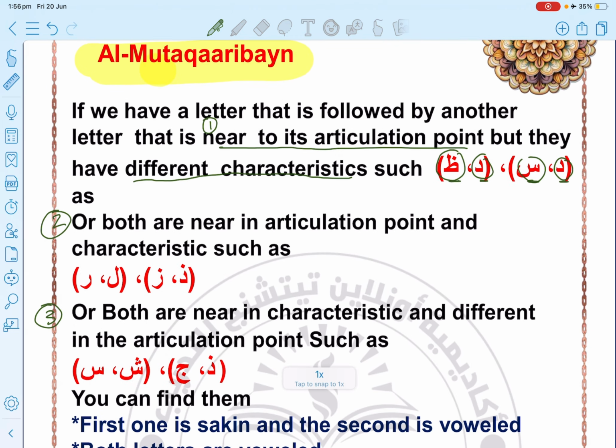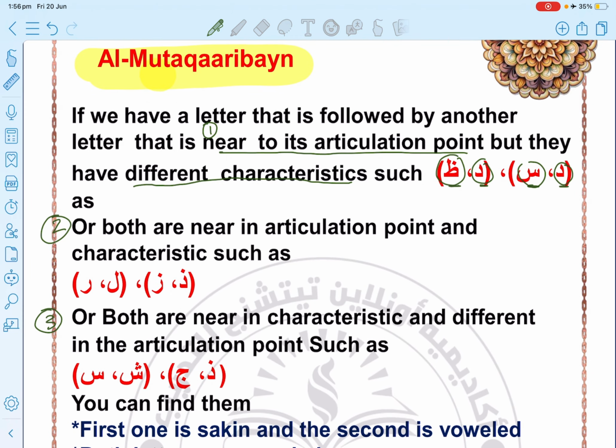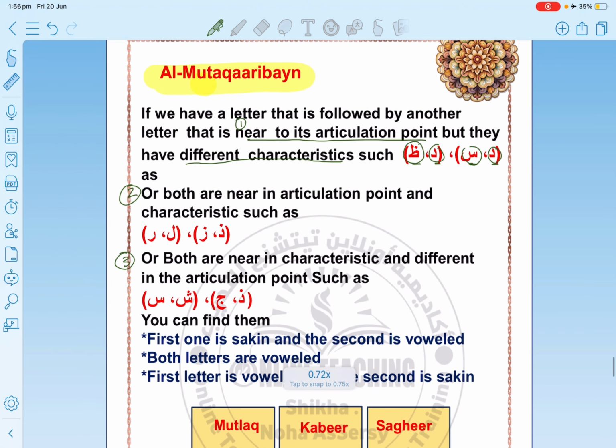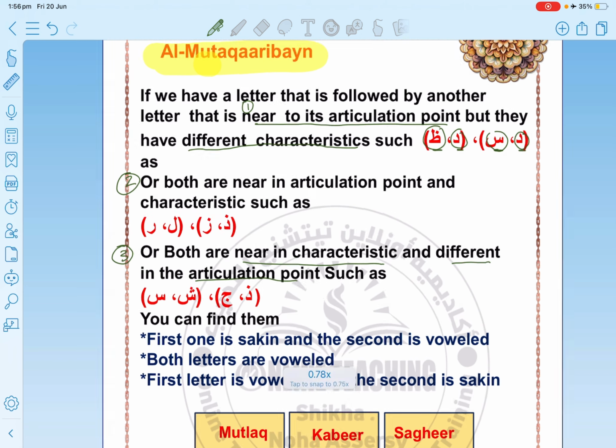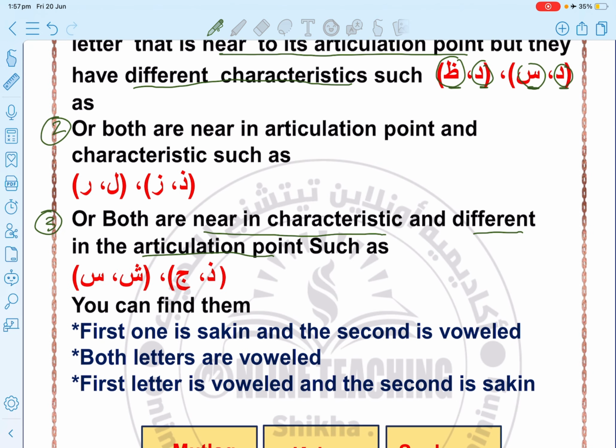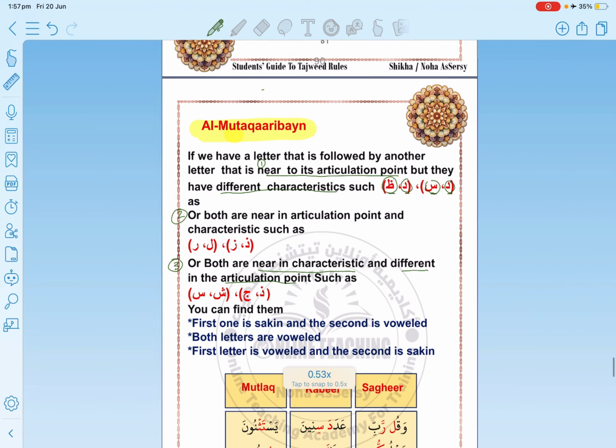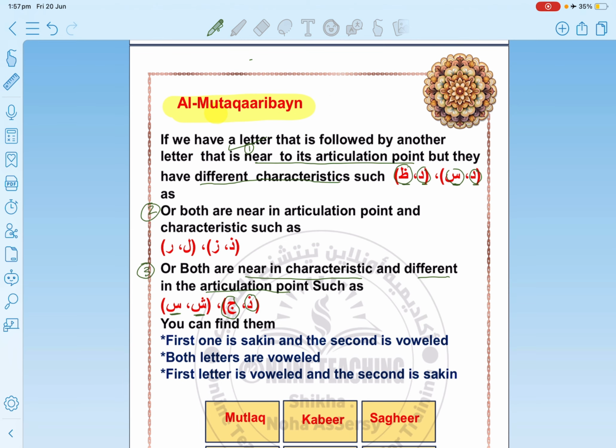Let's move to case number 3 because it's the opposite of case number 1. Here they are near in characteristics but different in articulation point. You see, it's the opposite. For example, dal and jim: both are near in characteristics but different in their articulation points, and sheen and seen as well. This is case number 1 and case number 3.